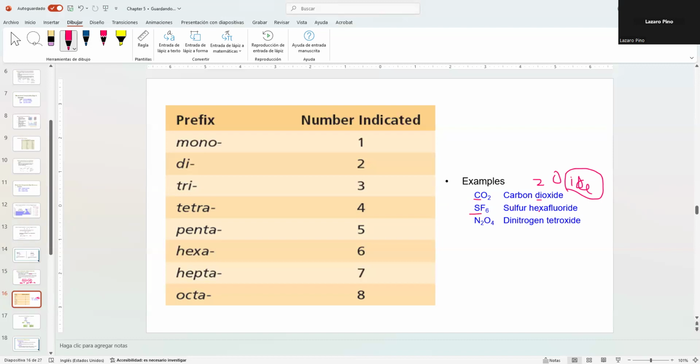Sulfur, hexa, because they are six, fluoride. Look here, we have two nitrogen, then we say dinitrogen. And tetra, because we have four oxygen, then tetra oxide. Remember, the second element always ends in "ide."